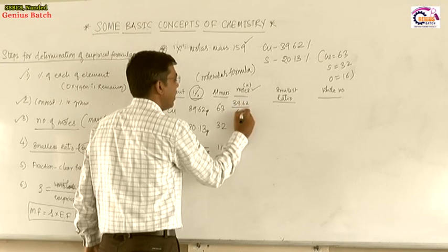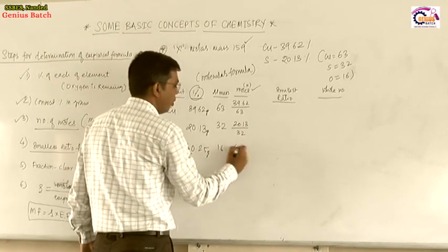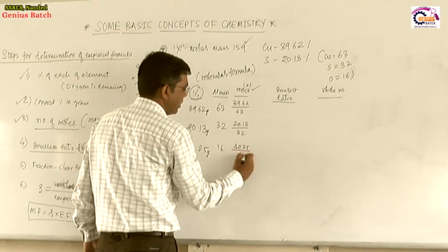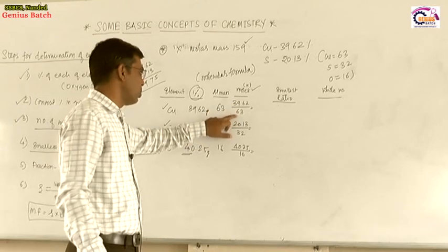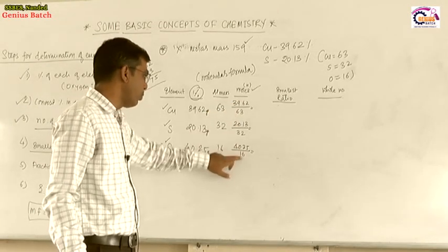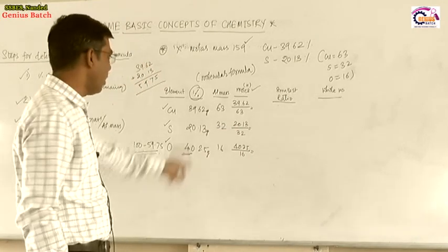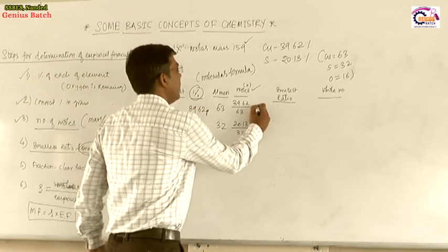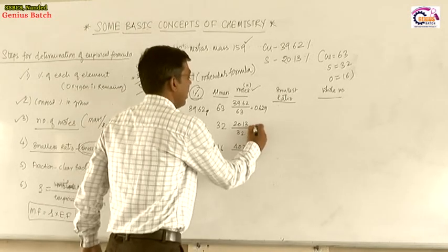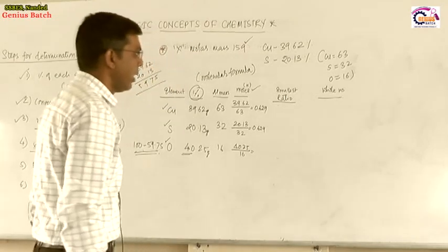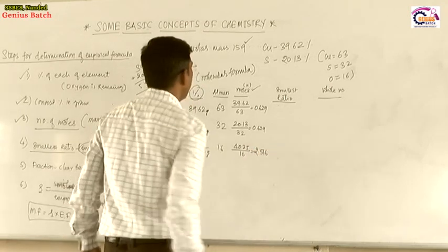39.62 divided by 63, 20.13 divided by 32, 40.25 divided by 16. So the number of moles will be 39.62 divided by 63, 40.25 divided by 16, 20.13 divided by 32. When 39.62 is divided by 63, we get 0.629. When 20.13 is divided by 32, again we get 0.629, and 40.25 divided by 16 gives 2.516.